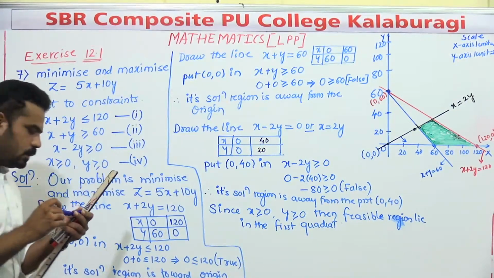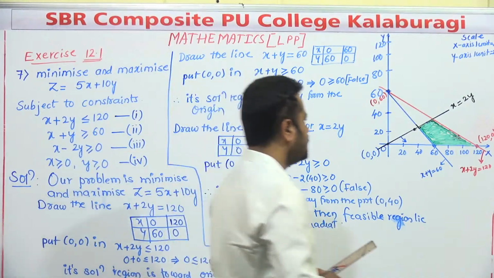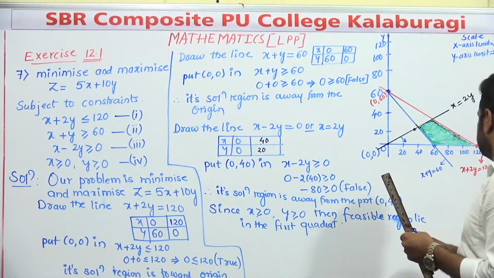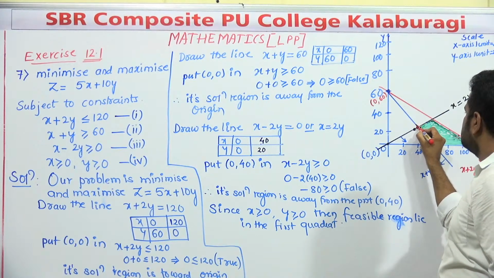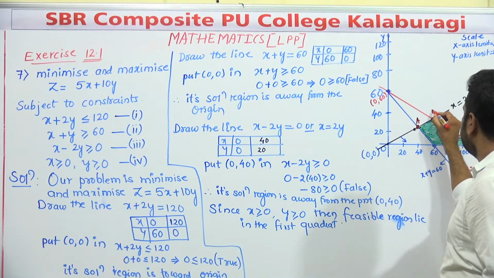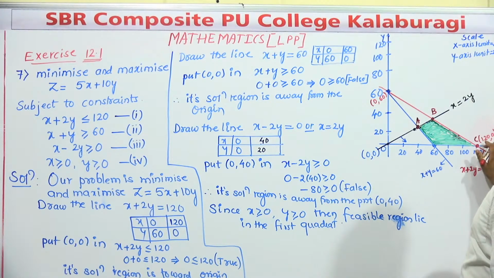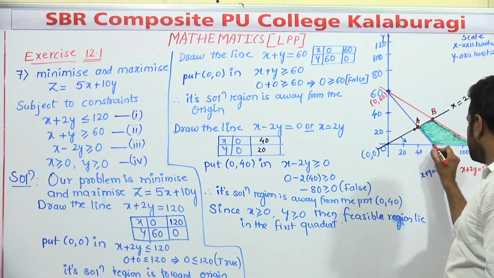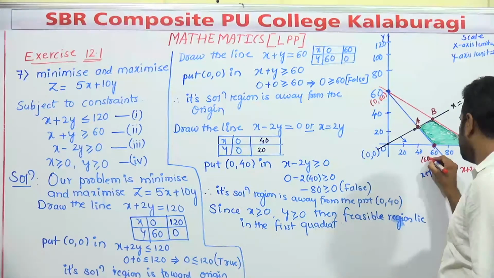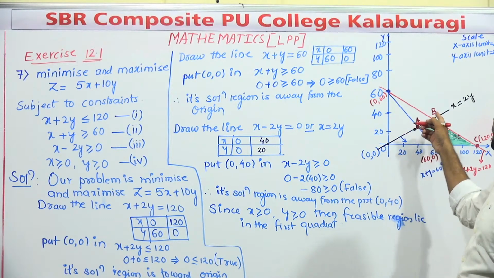Okay, and what are the corner points here? These are the corner points. I will denote this as A, this as B, and this point as C. We know its coordinates: 120, 0. And this is one more corner point. Its coordinates are 60, 0. But we don't know the coordinates of A and B.